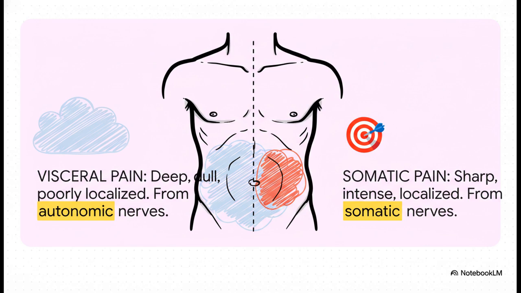Visceral pain comes from the organ itself, is that deep, dull, achy feeling that's hard to pinpoint. The patient might kind of wave their hand over a general area. But somatic pain, that's totally different. That's when inflammation touches the lining of the abdomen, the peritoneum, and that pain is sharp, it's intense, and the patient can usually point to it with one finger.